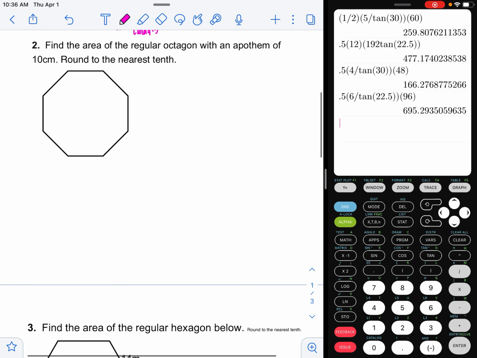All right, let's try another one here. Find the area of the regular octagon with apothem of 10 centimeters. So I'm going to write down my formula. Area equals 1/2 apothem times perimeter. So I start the same way.